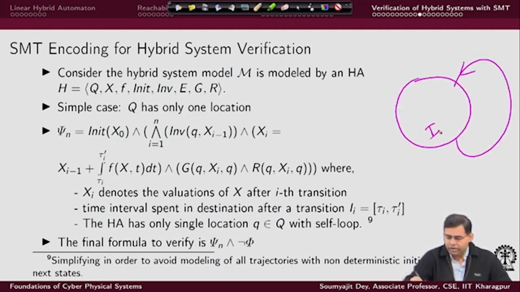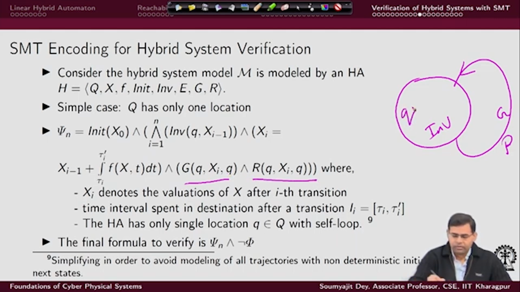So, you will have an invariant here, you will have a guard here, and you will have a reset here. So, with every transition the guard needs to be satisfied, the reset needs to be satisfied, right, and each time your valuations will be updated like we saw earlier. So, that was for an example, and here we are generalizing it into a generic form.